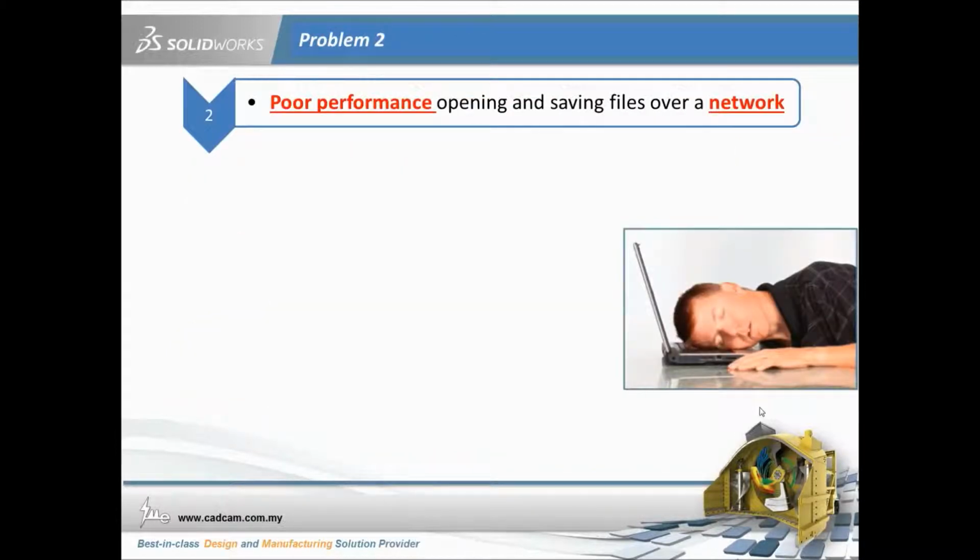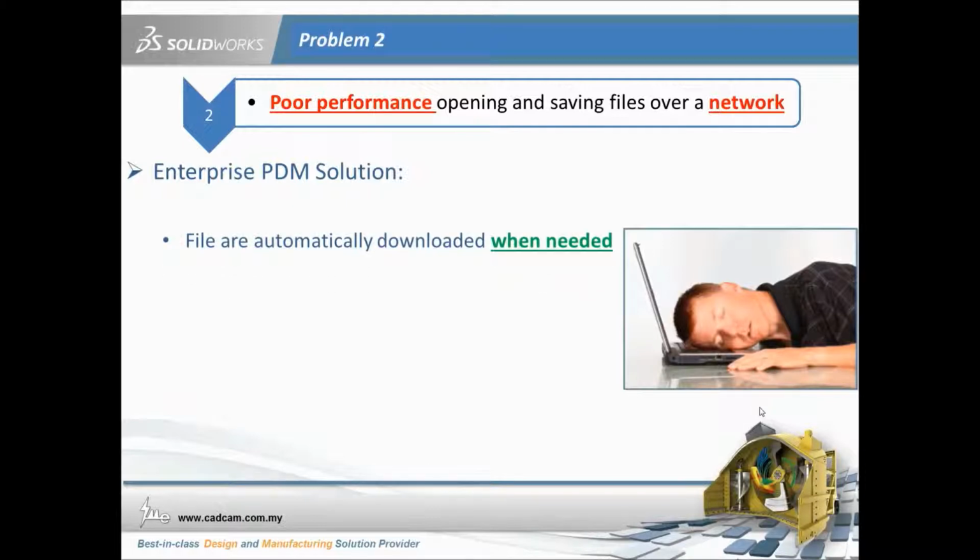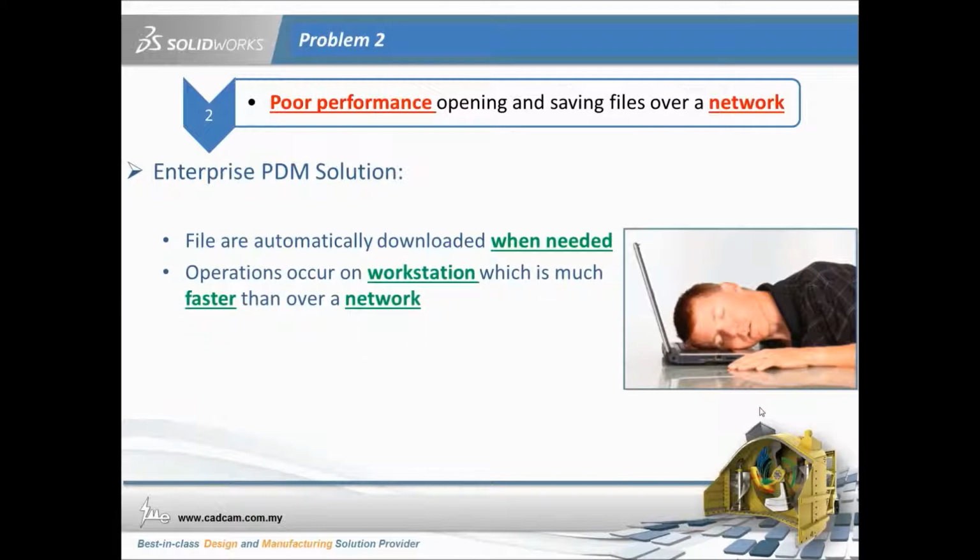The poor performance of opening and saving files over the network can be resolved by Enterprise PDM as well. How the system works is that the file will only be downloaded at the time you need it. Therefore, the workstations will not put or save too many files on the local PC, and you are not required to access the network directly for editing purposes. It will be much faster when you have such an environment.